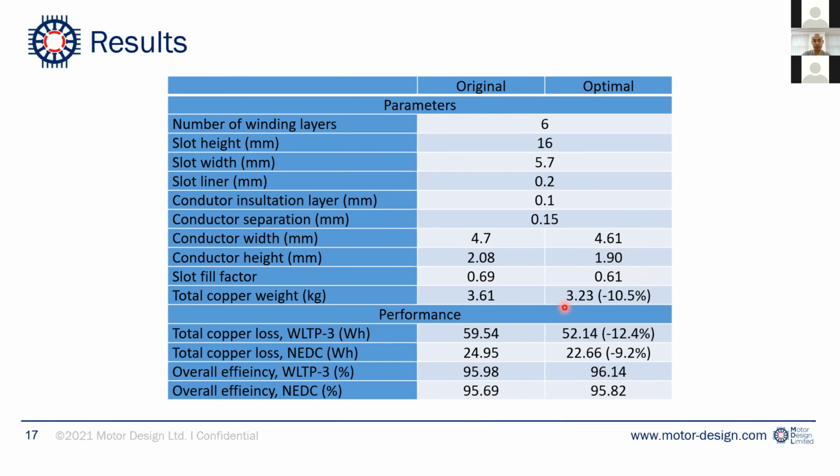At the same time, the total copper weight we are using is also 10% less than the original one. So this means we can achieve better performance by using less copper for the hairpin winding. This is the benefit, and this is why we have to optimize the hairpin winding of the electric motor to achieve better performance.